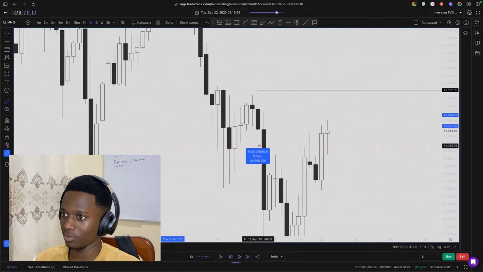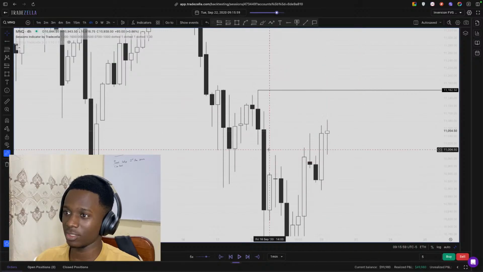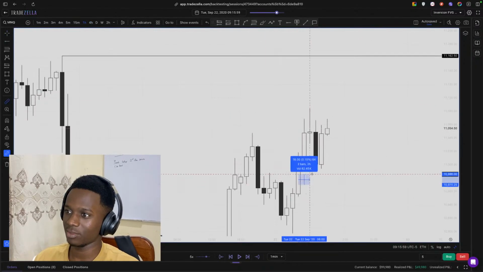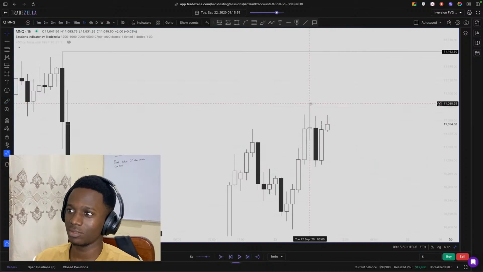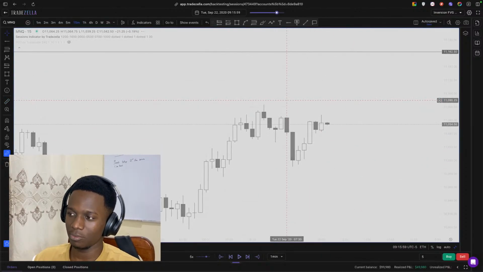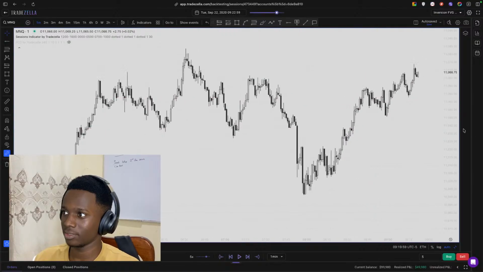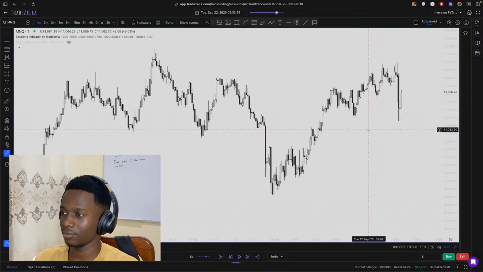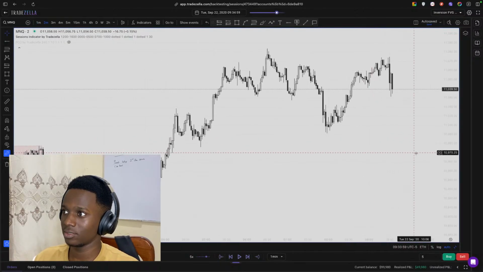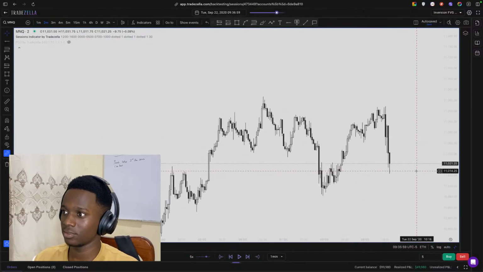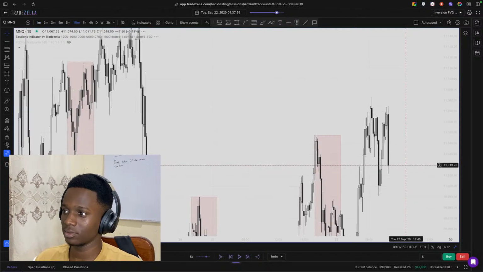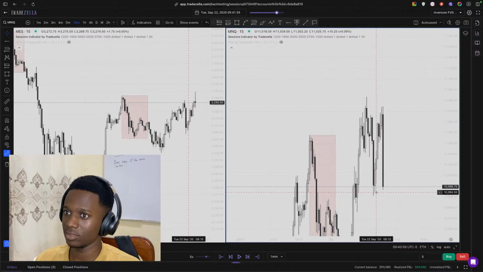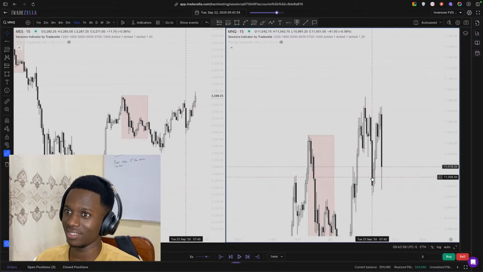The 4 hour will inverse here, and actually it has already inversed, so I'd like to see continuation higher. We have some 1 hour gaps that are holding quite good, so yeah, we are bullish here. I'd like to see it go higher today. Okay, very good open. ES is flying higher and higher.